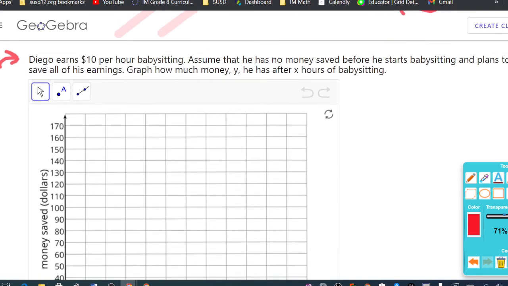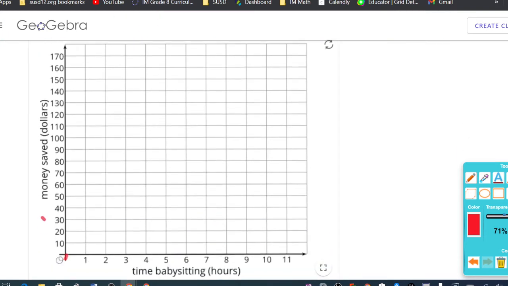Okay, so he gets $10 per hour and he starts with no money. So after 1 hour, he has $10. After 2 hours, he has $20.